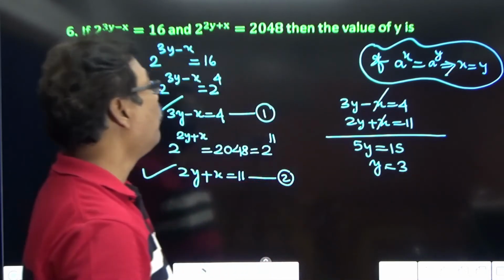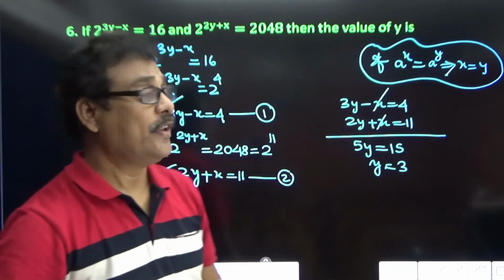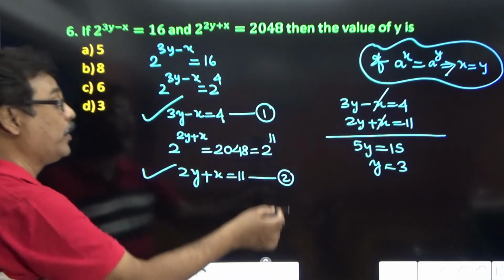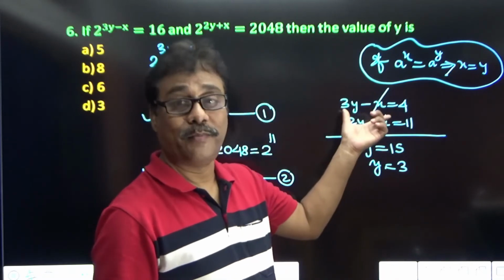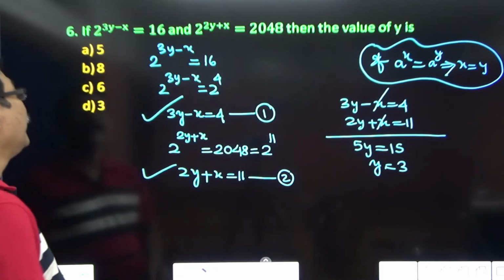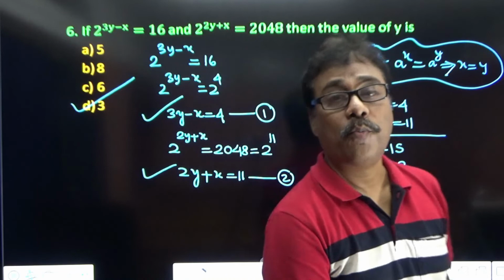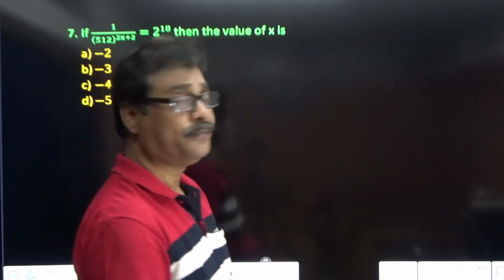So I got the value of y, and the question is to find the value of y. If the question is to find the value of x also, we could have written it that way. We got the value of y, we can put it in equation 1 or equation 2 to get the value of x. Anyway, in this particular question, I have to find the value of y. I got the value of y as 3. That's all. Okay. Now let's go to the next one.